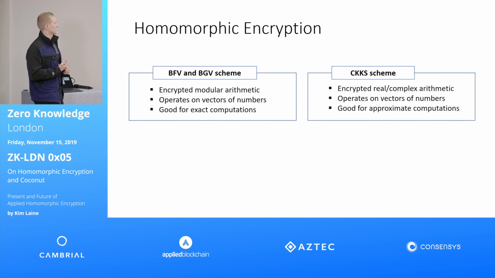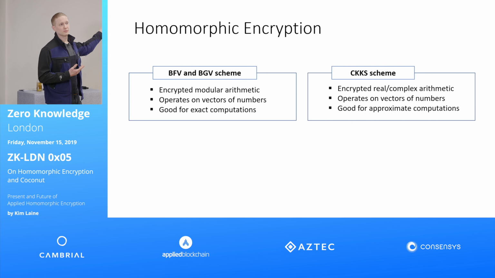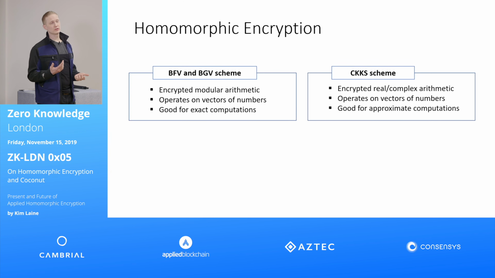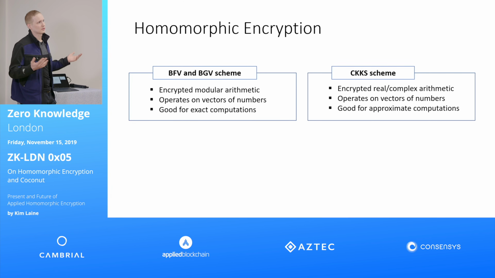Because BFV and BGV operate on modular integers, they're good for exact computations. But if you want to do integer arithmetic, you need to ensure that your modulus is so large that your integers don't wrap around that modulus at any point during your computation. That can be difficult, because you have encrypted values and you don't know what they are, so how do you estimate if it's going to wrap around or not? You can estimate, but it can be challenging.